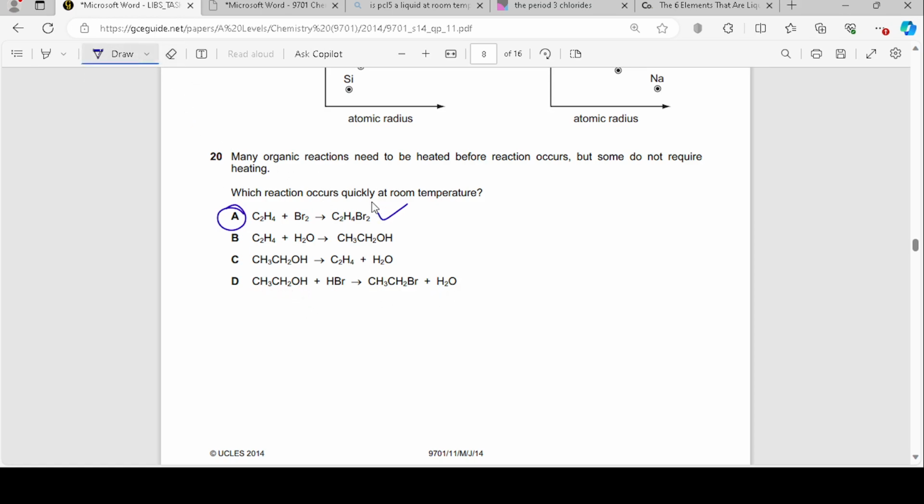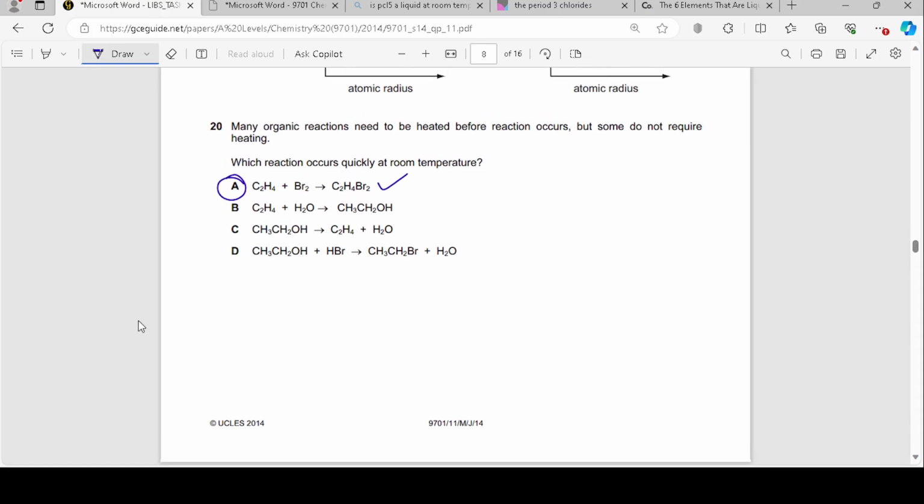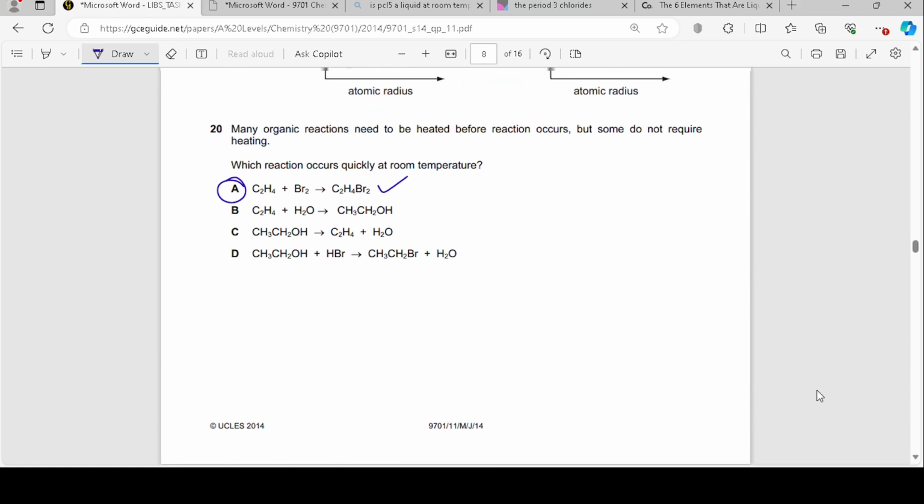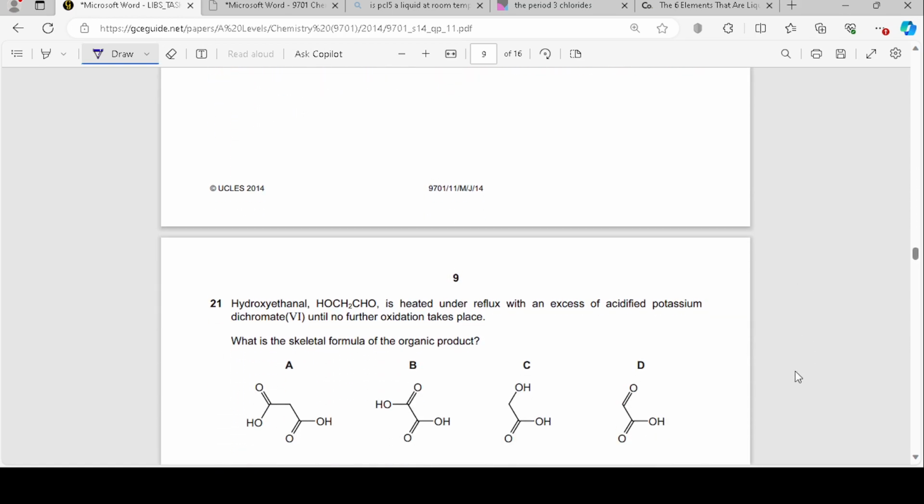This one is a classic test for alkenes, and because it's a test, you would assume that tests sometimes need to be easy, and this one is an easy test because it can be done at room temperature. So C2H4 plus Br2 gives you C2H4Br2. The bromine water test is one that occurs at room temperature. So you should know it from your chemical knowledge. Okay, so let's go to the next question now.